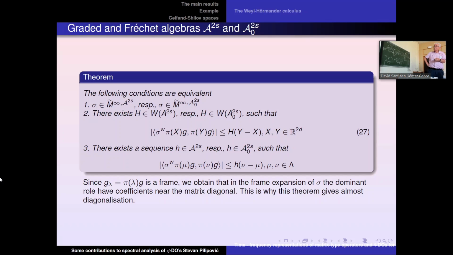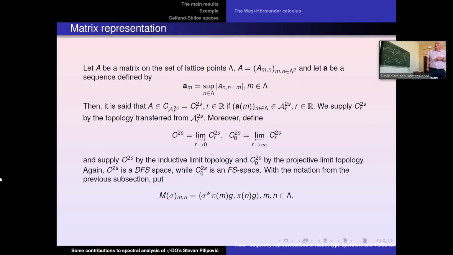And so somehow this is the point, and I will not talk about that. I planned to talk about that. Actually, I left this to Boyan, but he will not consider that theory. We did this almost diagonalization in Hörmander calculus, which is very much different than classical. So now I go to matrices.